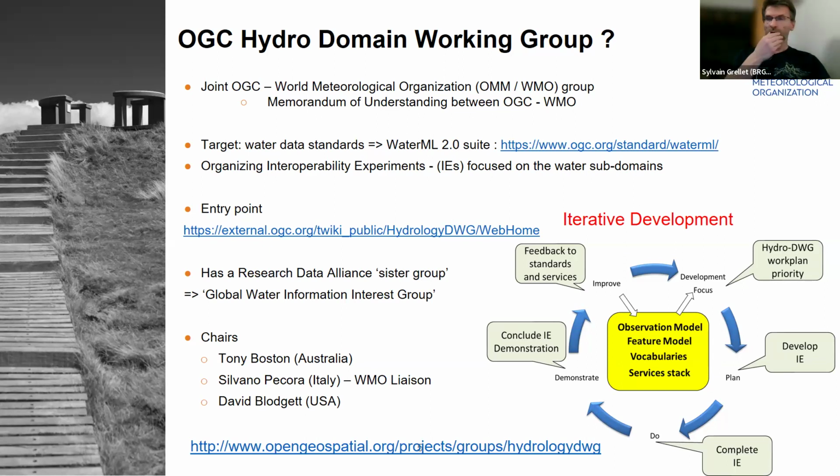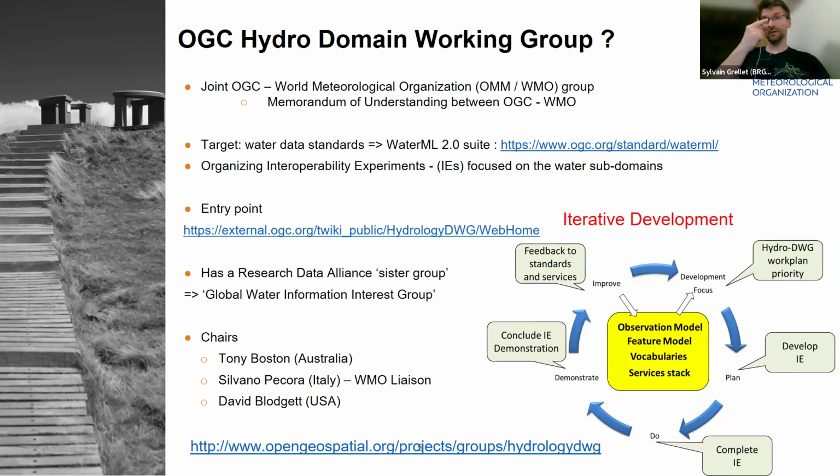The hydrology domain working group, I guess it's important to also set the scene on that. It's a joint group between OGC and the World Meteorological Organization that goes way back to 2007, something like that. And the idea is that in that umbrella group, we incubate and work and generate afterwards the standards on water that at the end will end up in the World Meteorological Organization information system, but of course in many other organizations as well.